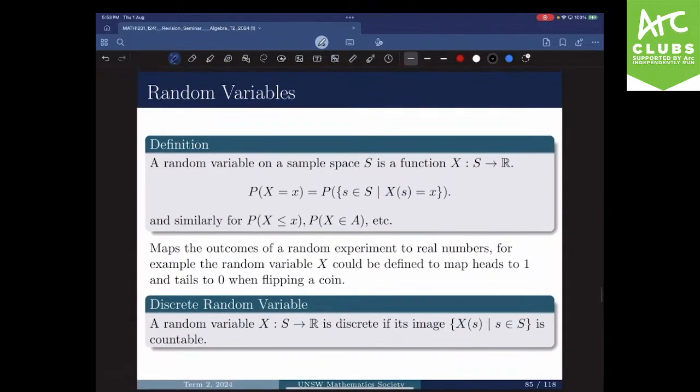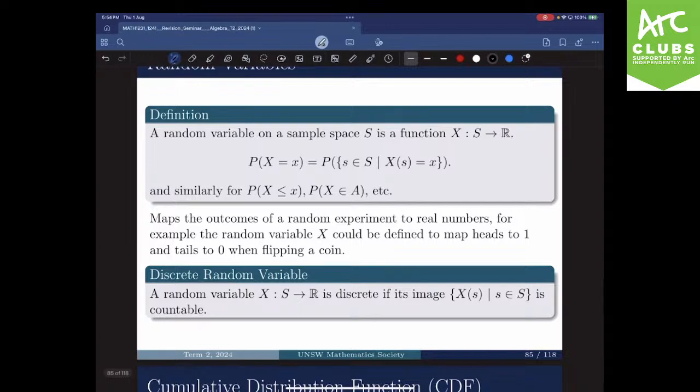Okay, next section we have random variables. Just quickly, here is the definition for random variables. I'm sure we all know what happens with random variables, so I won't bore you with this complicated looking definition. Essentially, we map the outcomes of random experiments to real numbers. For example, random variable X could be defined to map heads to 1 and tails to 0. So essentially, you can say that X counts the number of heads when flipping a coin.